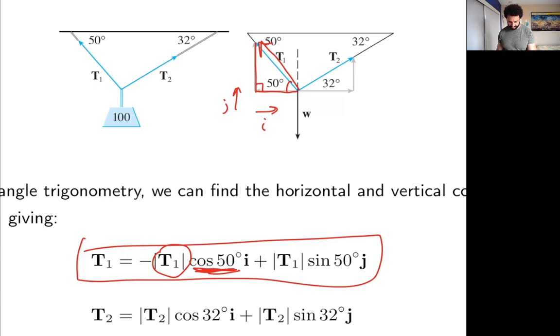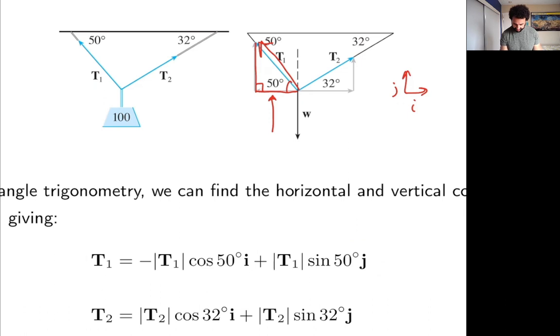Let me erase some of that so it's not too messy. Remember I is going this direction. That's the positive direction, this way. And if we want to find this component, the horizontal component, which is basically this piece, hold on, let me move this out of the way. Here we go. If we want to find this piece right here, that's going to be given by the opposite of the length of T1 times cosine 50 degrees times I.